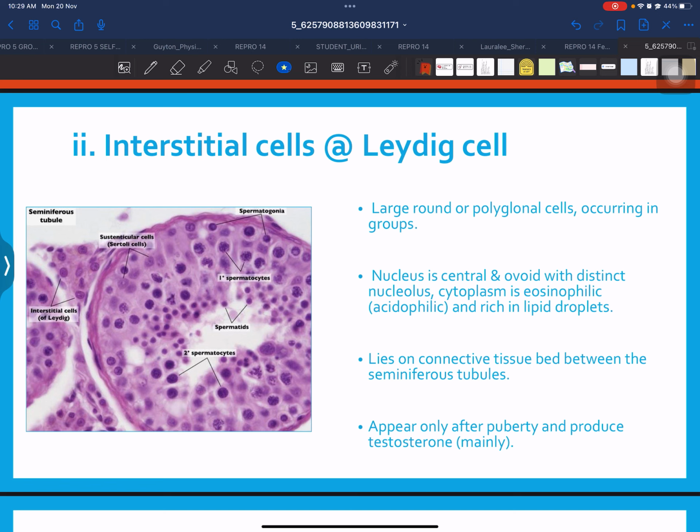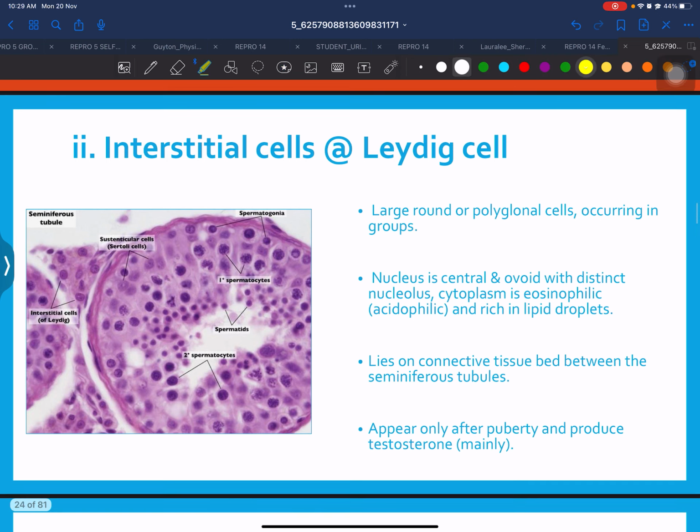It lies in between the seminiferous tubules, and it only appears after puberty. Masa dia kanak-kanak, male, dia tak ada Leydig cells. Once it reaches puberty, baru these Leydig cells appear, sebab dia yang akan produce the testosterone.